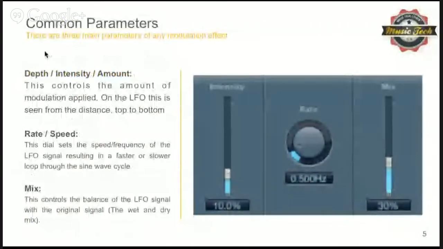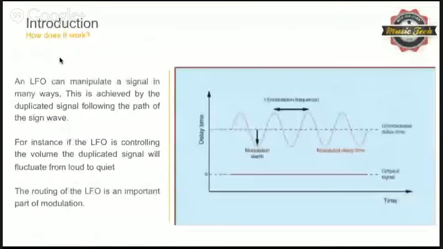Okay, so some common parameters of modulation. The first one is sometimes called different things. Sometimes you'll see it called depth, sometimes intensity, and sometimes amount. If we flick back to that last slide, the depth, the amount, is how high this low frequency oscillator gets. The more intensity it gives, the higher this peak here and the lower this peak here, giving the fluctuation a massive amount of depth.